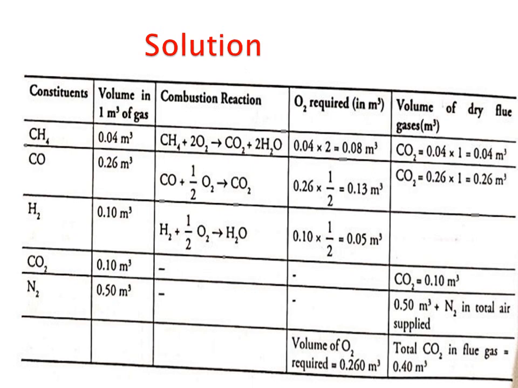So as done earlier, carbon dioxide produced by combustion of methane is 0.04 meter cube. Carbon dioxide produced by combustion of carbon monoxide is 0.26 meter cube. Carbon dioxide in fuel is 0.10 meter cube. So total carbon dioxide in flue gases will be, just add all these three, it is 0.40 meter cube. Now the flue gas will also contain nitrogen. So nitrogen will be the nitrogen in fuel plus nitrogen in the total air supplied. So that also we have to calculate. Let us see how we do it.